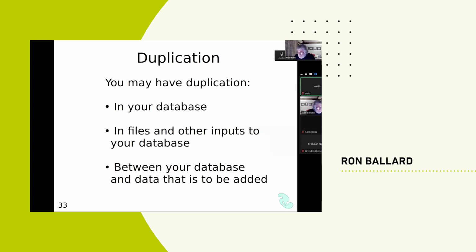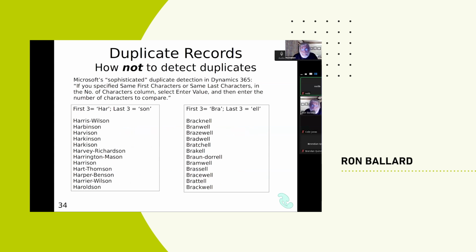It can be in your database. Yeah, they have duplicates in your database. It can be in files and other inputs to your database, and it can be between your database and the data that is to be added. Microsoft provides in Dynamics 365 a bizarre way of looking for duplicates by specifying some first characters and some last characters. As you can see from this example, it just doesn't work.